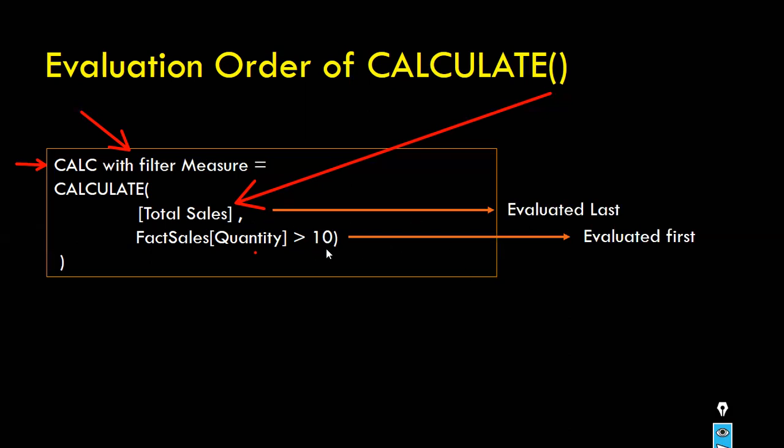So in this case, the filter will get evaluated first. First, it will filter the data. 100,000 records now will narrow down to 500 records. On top of the 500 records, if you perform sum of sales amount, it will be faster. So this is the order. If you have a filtering condition in your CALCULATE, that one will get evaluated first, and then your expression will get evaluated next.